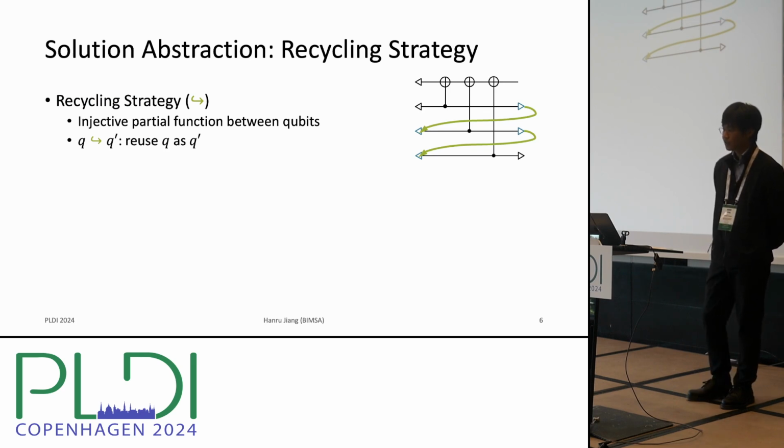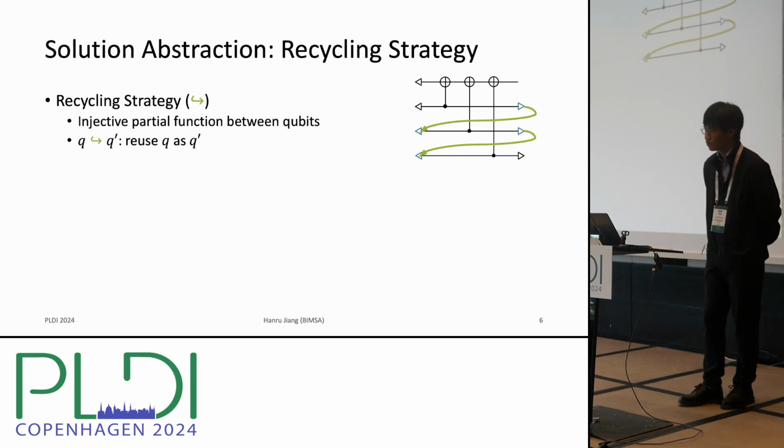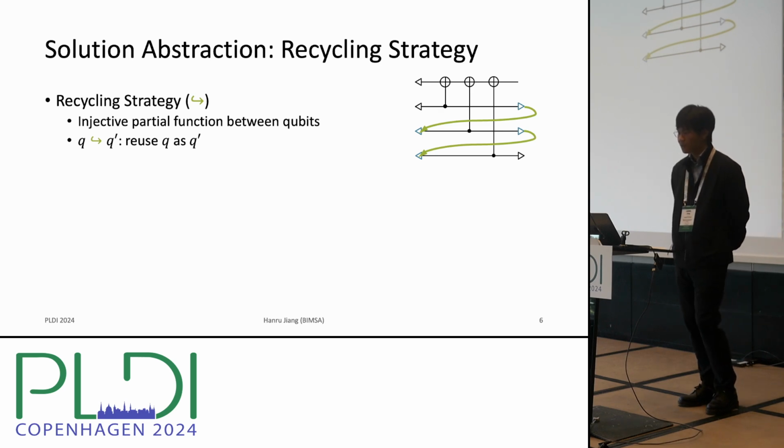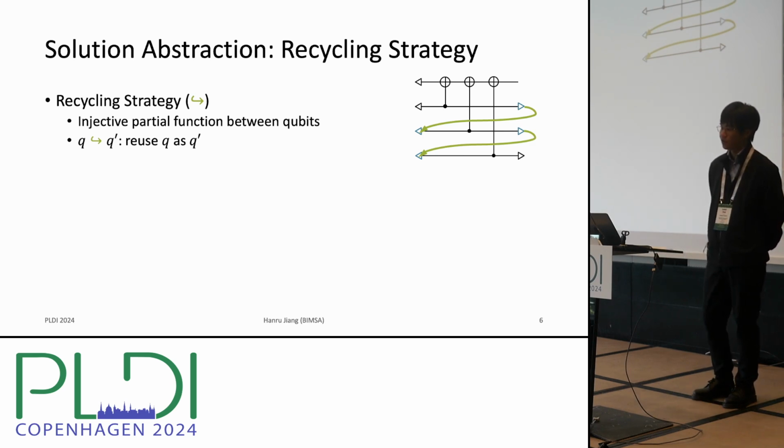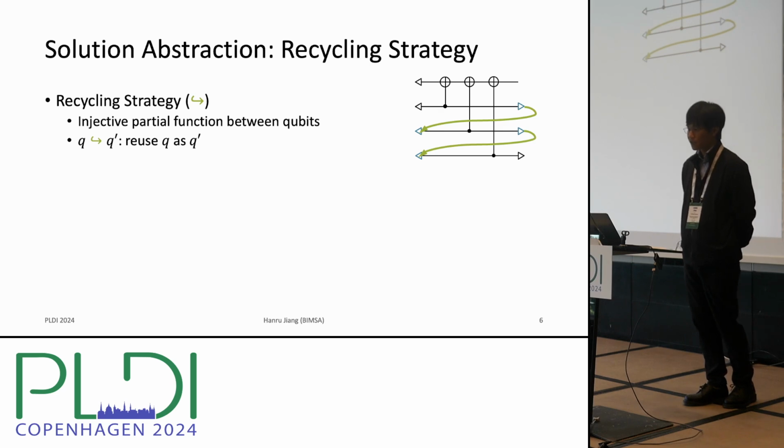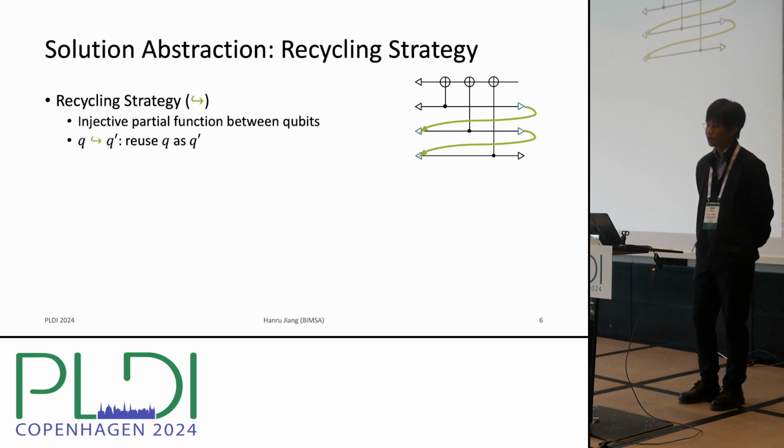The first observation is that we can simplify the solution of this problem. To determine the solution of qubit recycling, it suffices to have a recycling strategy describing which qubit is reused by which other qubit. It can be formulated as an injective partial function between qubits, denoted by a green hooked arrow. And q points to q prime means we can reuse the qubit q as q prime.